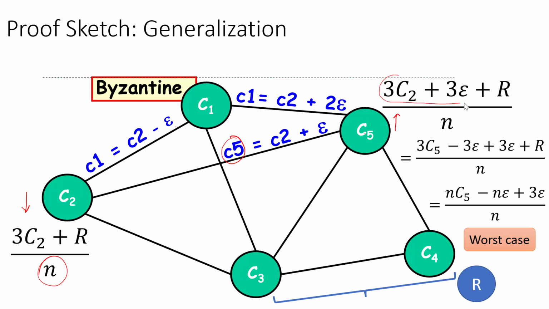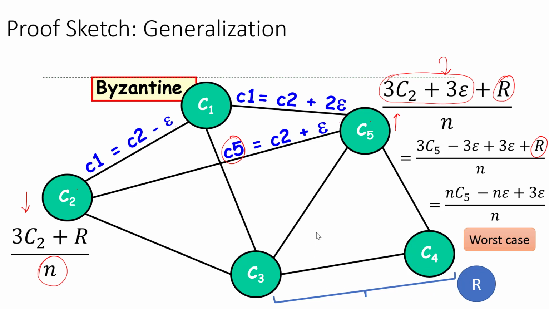If you just work out the sum at C5 because of the values it receives from itself, C1 and C2, it would be this, plus the values received from the rest of the network, which would be the same. And again we divide it by N. So in this case we know that C2 is C5 minus epsilon. So what we do is subtract and then add over here. Now if we consider the worst case, we take a look at this term R.